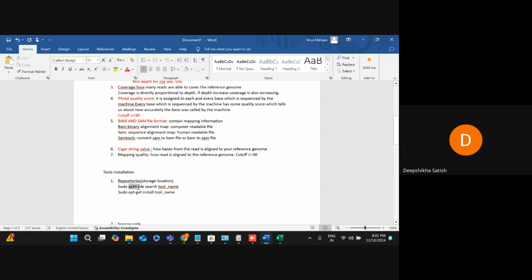Then aptitude is your package manager. That means it is storing all the information for all the tools. Search is the keyword search. Then give your tool name. Then how to install that tool? Sudo apt-get is to retrieve the package from the aptitude. Then after retrieving from the aptitude, it will install the tool.